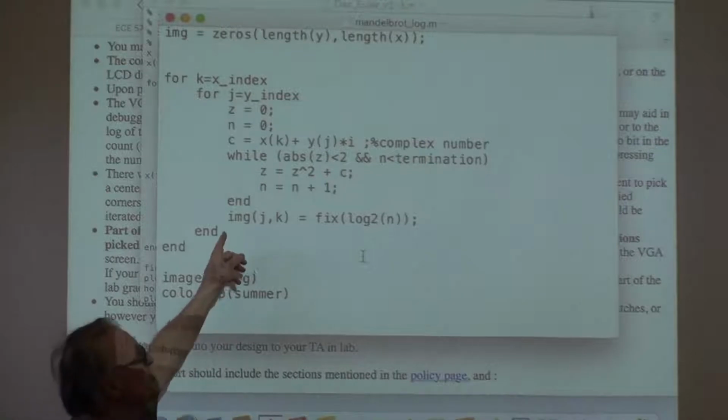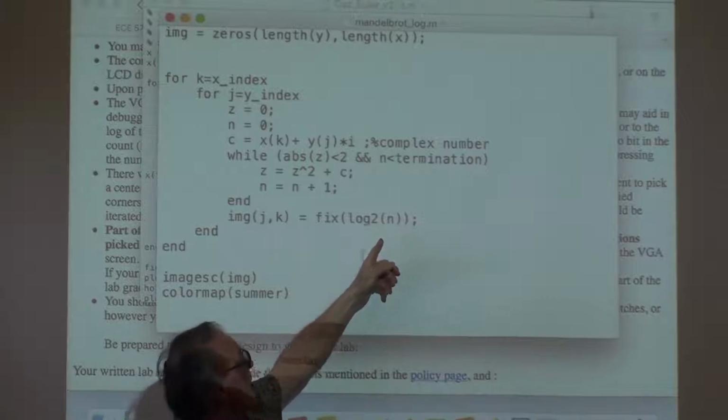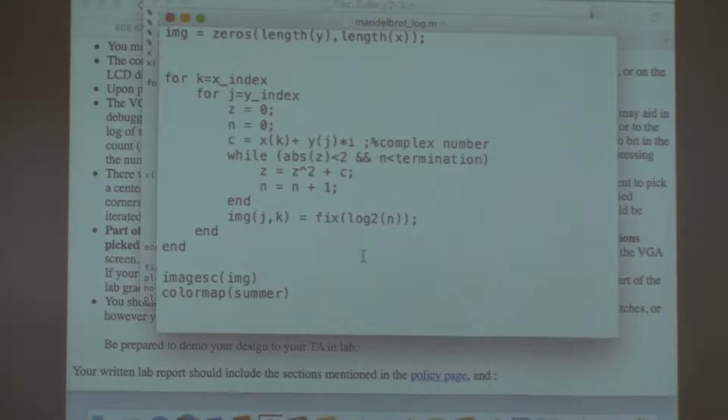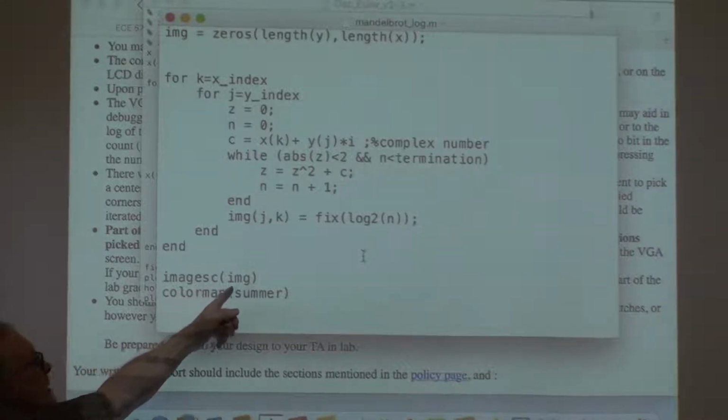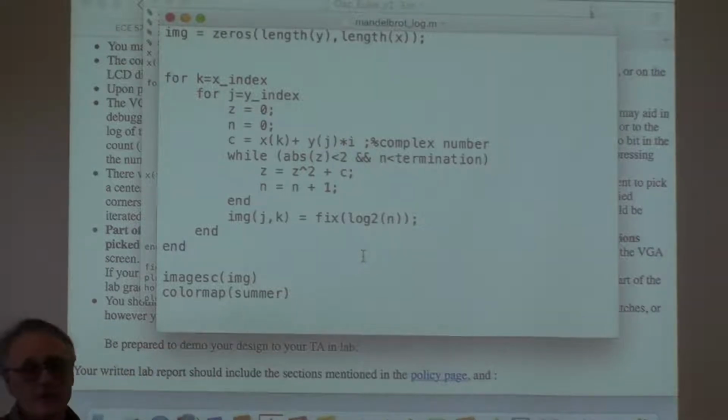In the end, we're going to make an image array, which is the log base 2 of the number of counts integerized. So there's only like 10 different unique numbers there because there's going to be between 1 and 1,000 iterations. So the log base 2 is going to be between 1 and 10. We use this magic imagesc function on the array, which turns any array into a picture in MATLAB. And I like the colormap summer, so that's what I chose. So that's all there is to it.